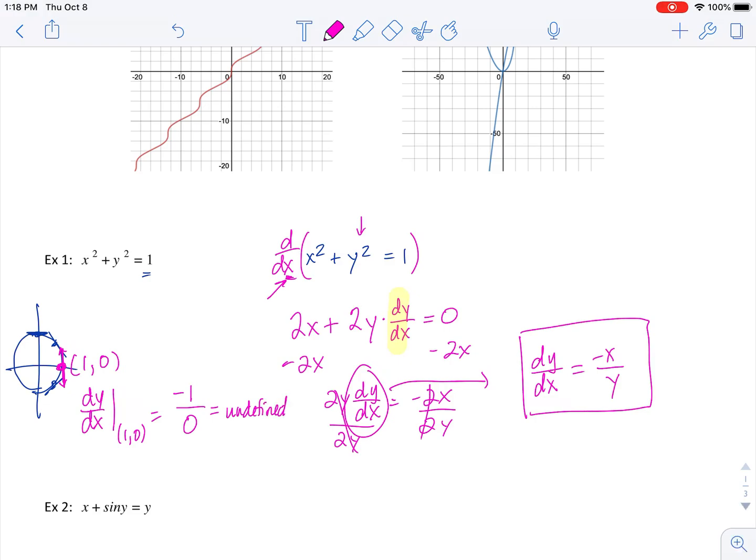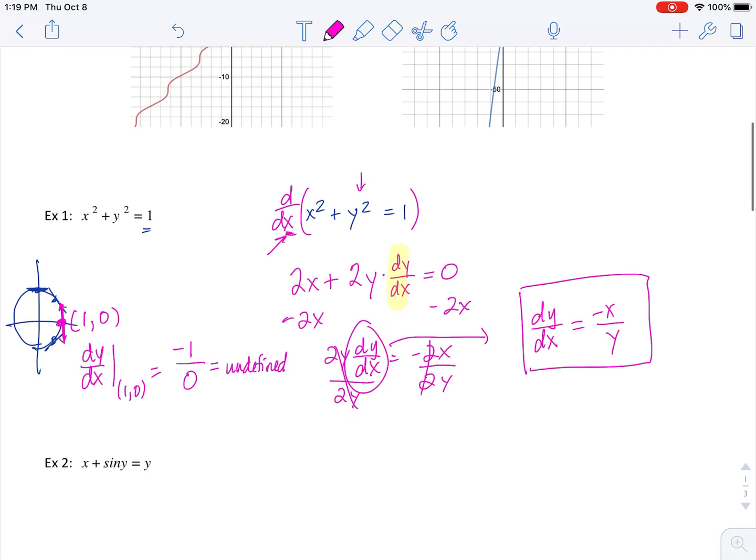So it does crank out the derivatives just like other derivative rules, or I should say it does generate slopes just like other derivatives generate slopes in the same way, okay?